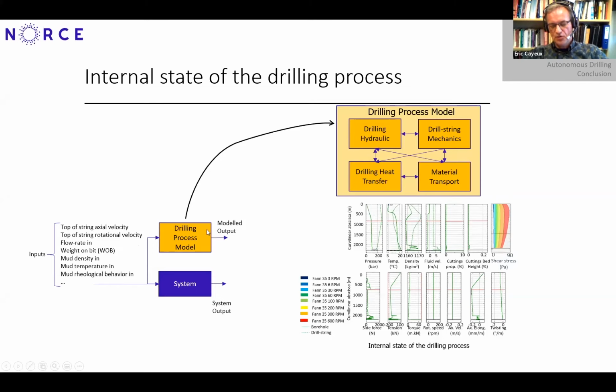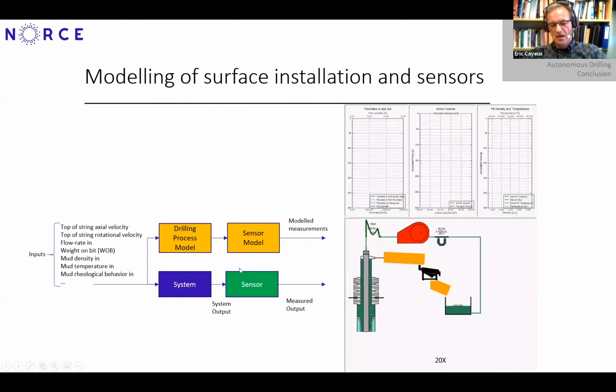Now, of course, if we want to compare the result of those measurements, of those predictions with the actual system, we need to compare measurements. And the problem with measurements is that they are never made exactly where we want to have them. So we also need models of the measurements of the sensors. And one of those models is about the pit volume variations, as it's a source of information for gain and loss detection.